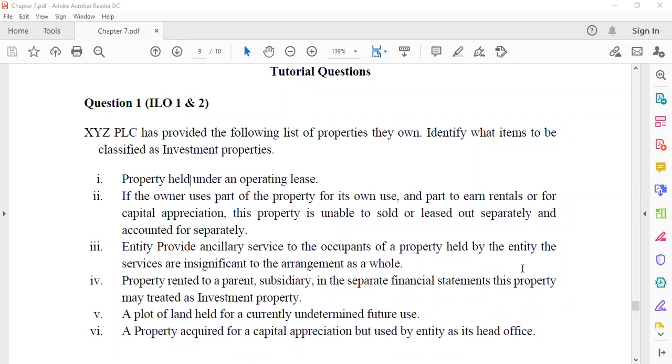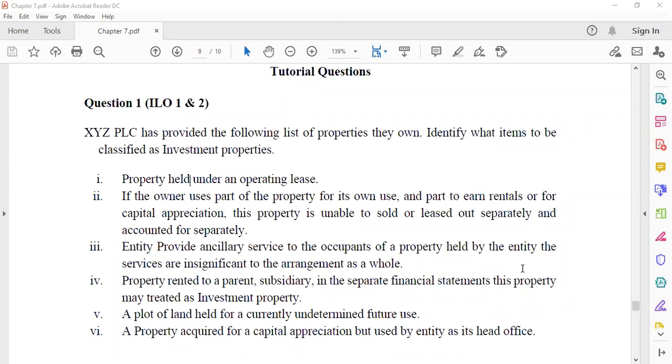So there you have a kind of property that you may own, and in that property you have basically given it to be occupied by the people. So the third party is occupying the building, and you're also providing some services. Say that it's a kind of apartment or something.